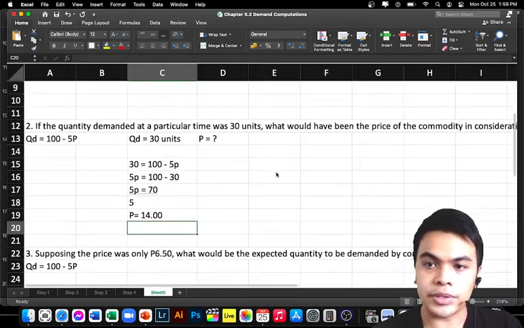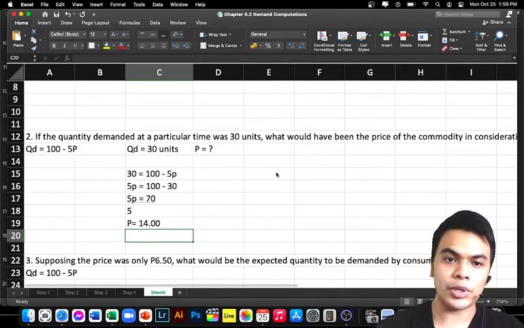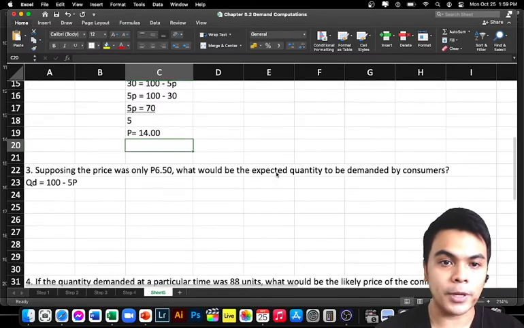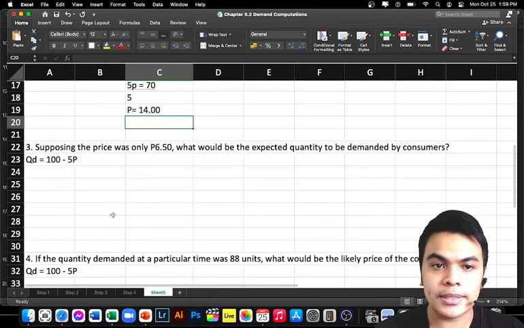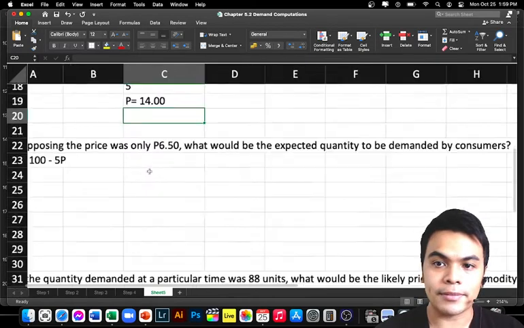Alright, I hope you understand how we are going to utilize our quantity demand equation to determine the price and the quantity demanded of a specific commodity or product. What if there is a decimal? Let's try this. Supposing the price was only 6 pesos and 50 cents, let us try to compute the quantity to be demanded by the consumers.